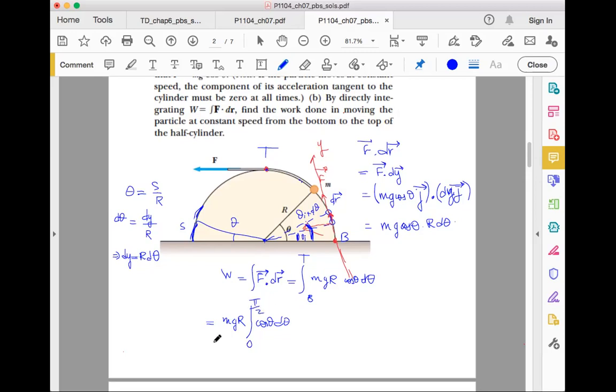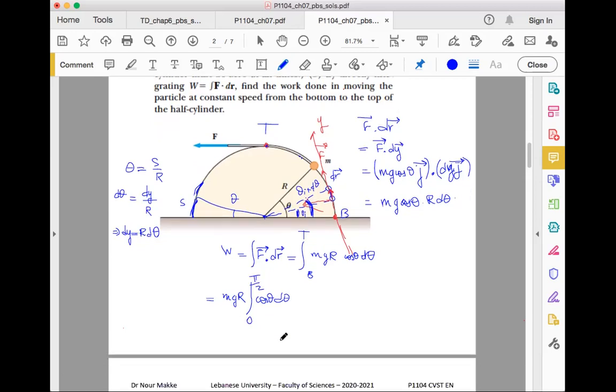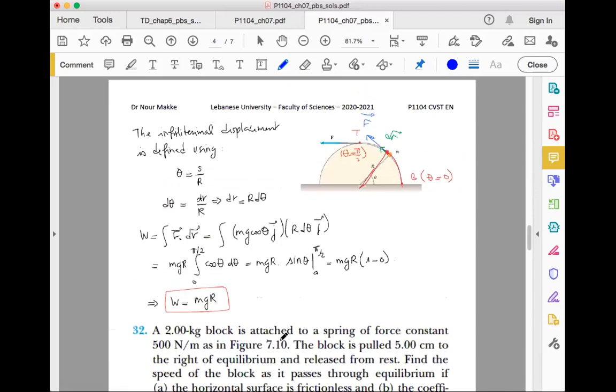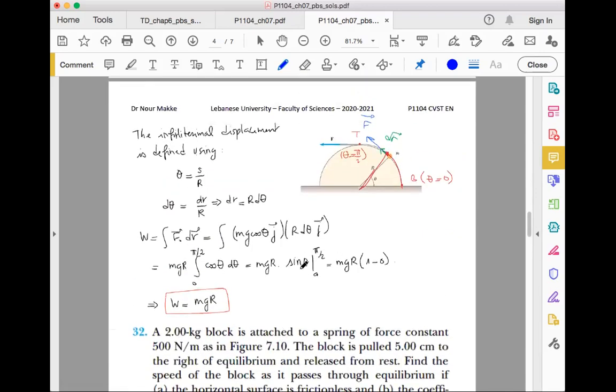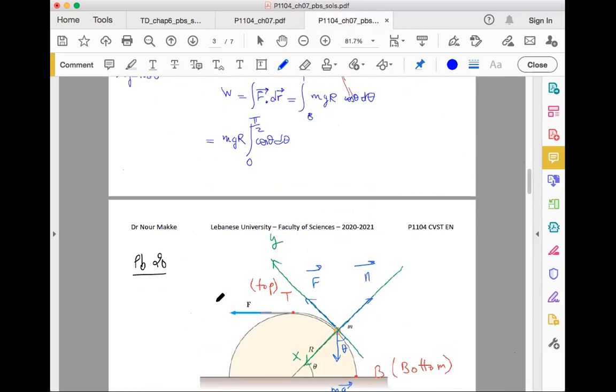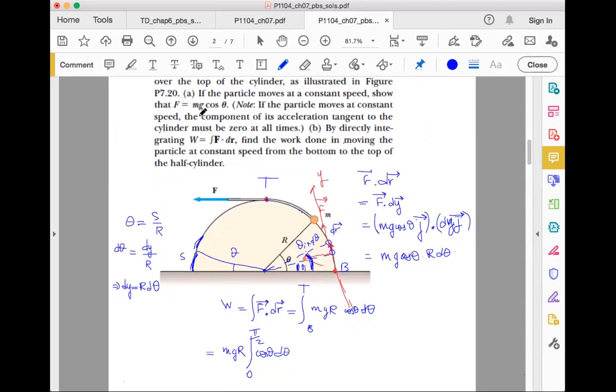All you need to do now is to make this integral. As you can see, the integral of cosine is nothing else than the sine, evaluated between 0 and pi over 2. So it's 1 minus 0. And so we end up with the value W equals m times g times R. So it only depends on the mass, the gravity acceleration, and the radius of the half cylinder. And so this is it for this problem. We will move to the next problem.